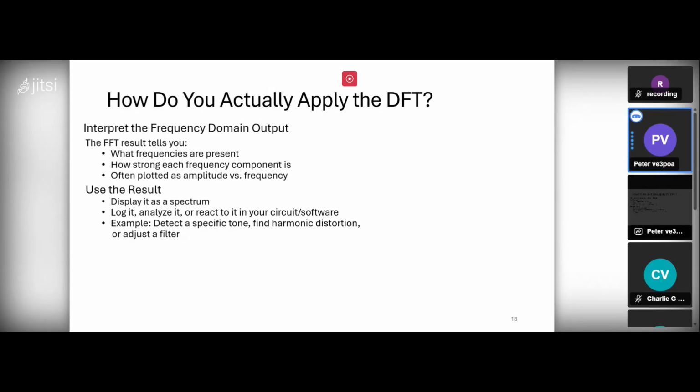Okay, so now that you have the result, you can use it to display the spectrum, log the data, or take action on it. Examples would be detecting a tone in a noisy signal, identifying harmonic distortion, or automatically adjusting a filter in software and hardware. And I think that's a pretty cool idea that we should think about in some of our projects. Perform an FFT on an audio signal to display the frequencies and amplitudes, enabling the identification of frequencies to enhance or reduce. And that particular one is kind of what I'm working on off and on right now.